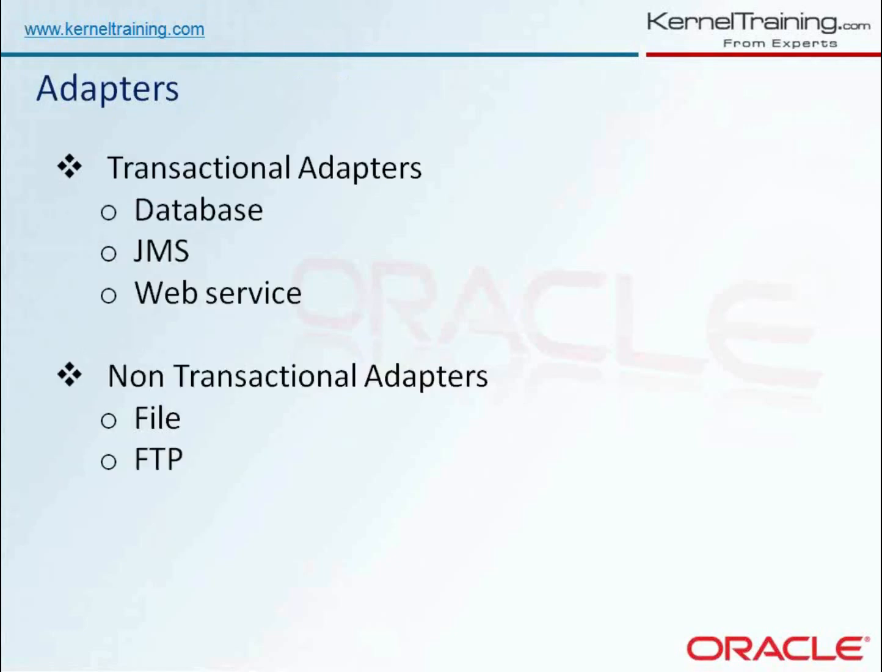As of now, we have the second thing, adapters. Adapters are also divided into two parts: transactional adapters and non-transactional adapters. In further sessions, we will cover database adapters, JMS adapters, web service adapters, file, and FTP. Apart from that, there are many other adapters and third-party adapters also. Oracle gives the flexibility: if you need some functionality, like connecting to IBM or somewhere else, the adapter is available directly. As of now, we will discuss this further in detail, starting from Oracle.